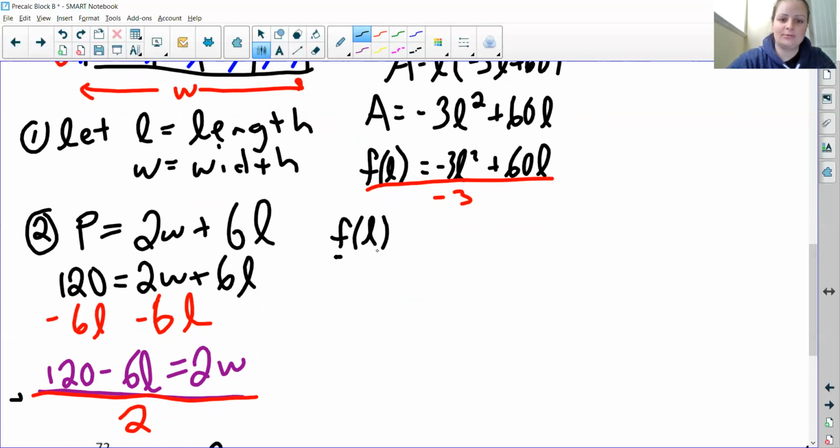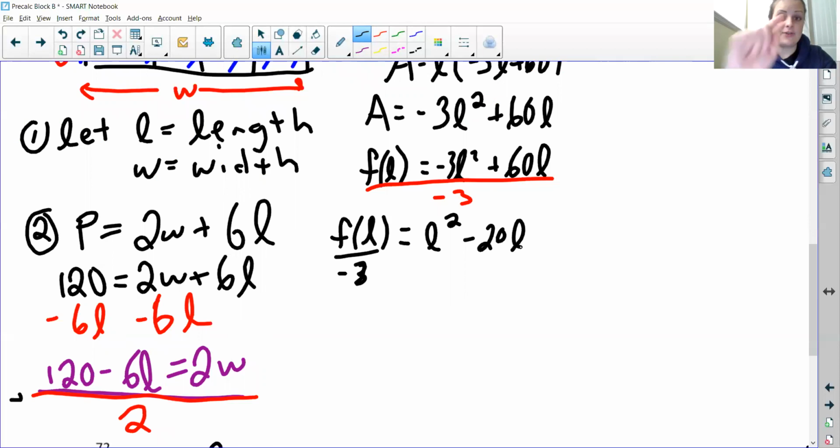Just have it hang out there, and just leave it there. We're just going to leave it over there because we're going to bring it back. Okay, so -3L squared divided by -3 is going to be positive L squared, and 60L divided by -3 is going to be -20L.